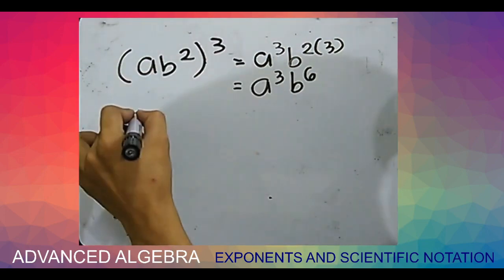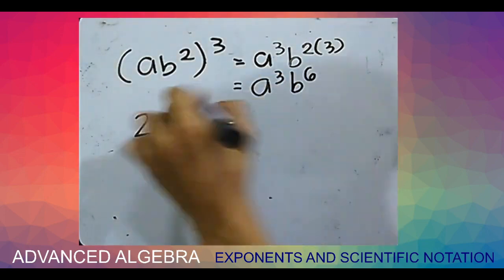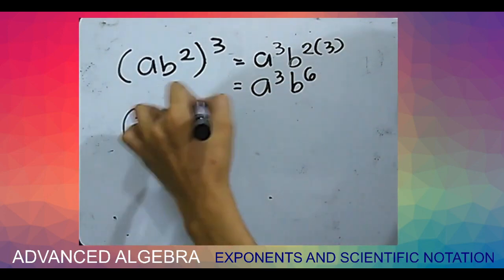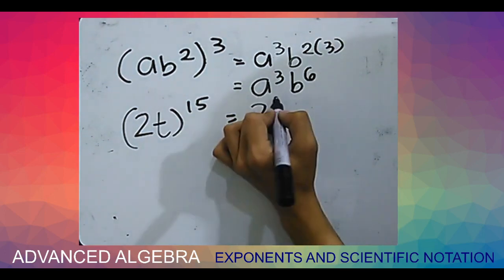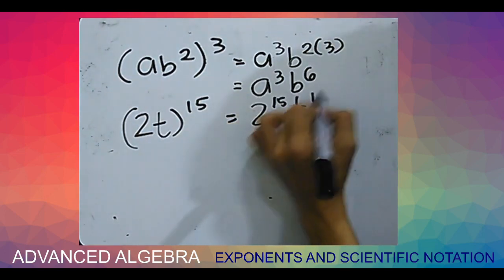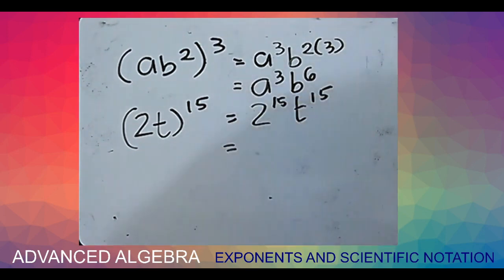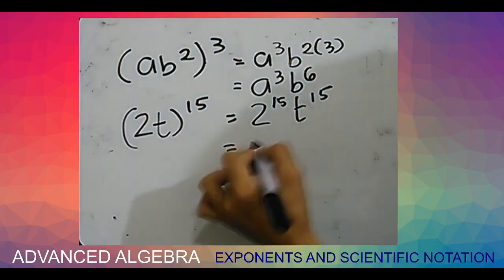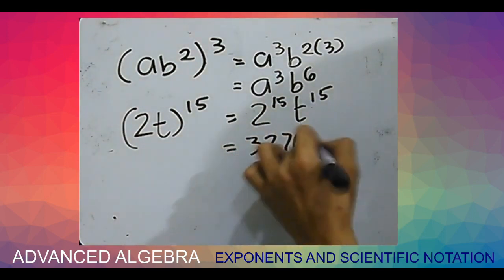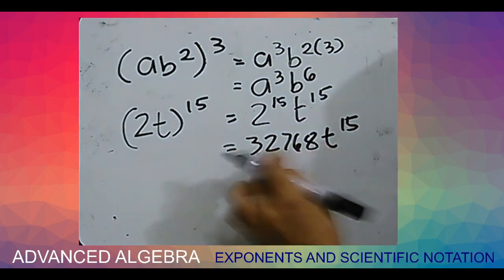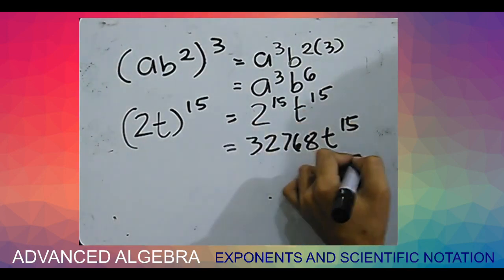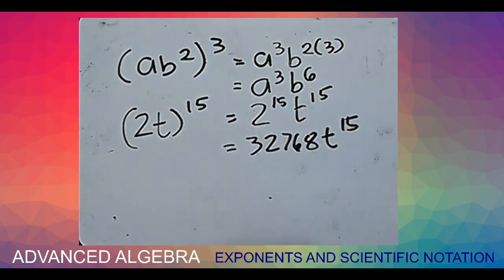Okay, next. Another example. So, 2t raised to the 15th power. Na-example natin kanina to. So, di ba magiging 2 to the 15th power, t to the 15th power. Anong sagot niya dito? So, 32,768 t to the 15th power. Okay? So, kung di naman tinatanong sa problem kung isi-simplify siya, ito na yung sagot. Pero kapag sinasabi i-simplify, ito ang sagot. Okay? So, yun yung example ng power of a product rule of exponent.